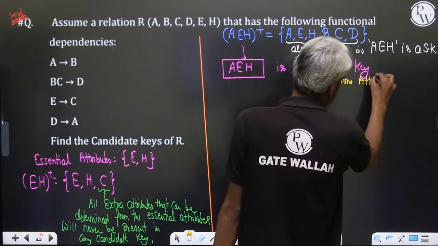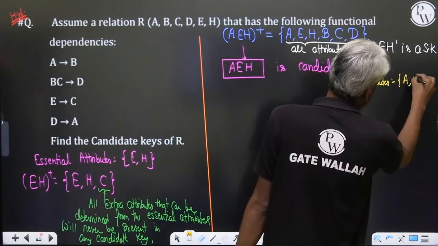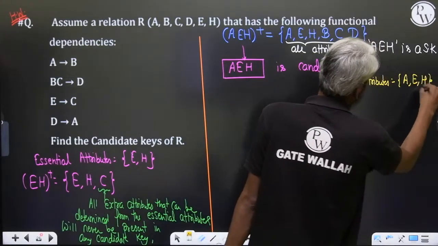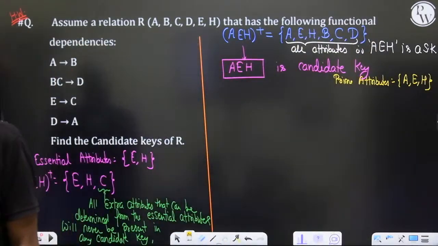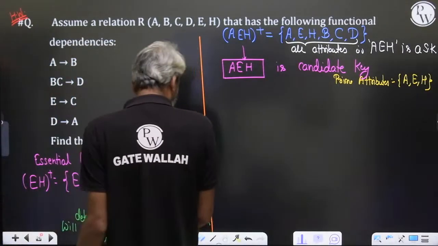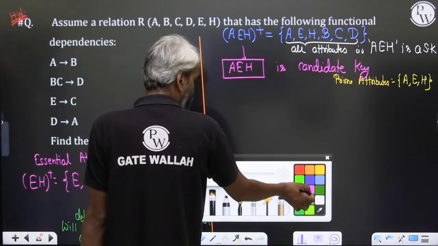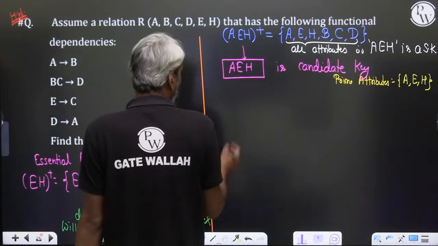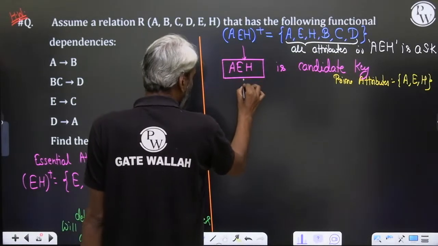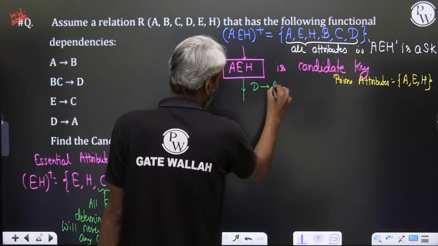and as of now, the prime attributes will be A, E, and H. The set of prime attributes will be A, E, and H. Now, E and H are not present in the right hand side part of any FD, but we know that, sir, what? A. So, D implies A. What do we have? D implies A.